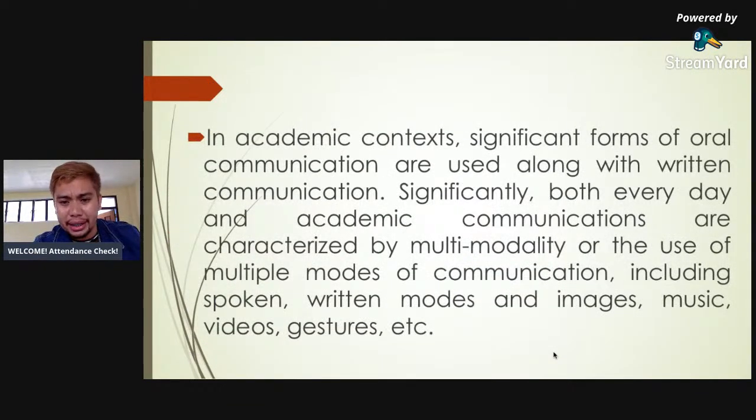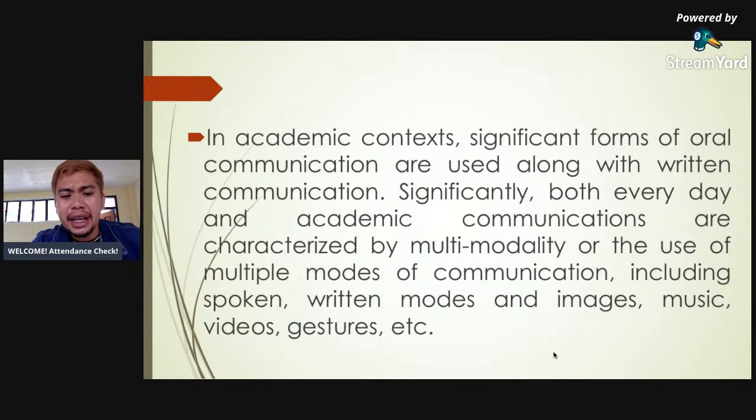In academic context, significant forms of oral communication are used along with written communication. In academic context, magkakaiba kasi because in academic ones, we usually use this in doing our activity, doing our assignment, and it is along with written communication. Maliban na lang pag may oral, may recitation tayo, grade recitation, but it's still for academic context, no? It's more formal. It's more formal than the spoken mode.